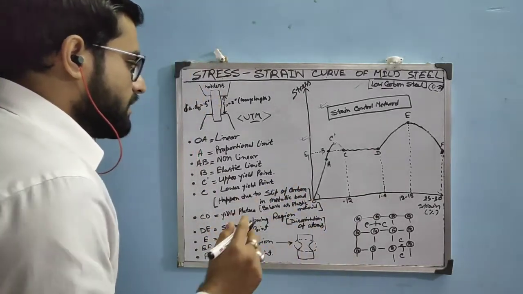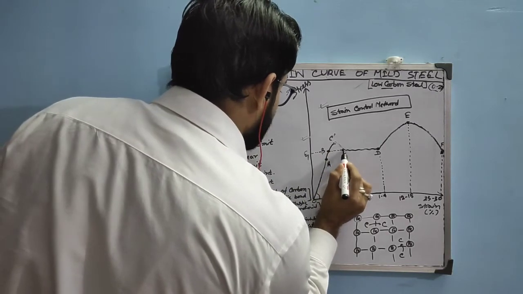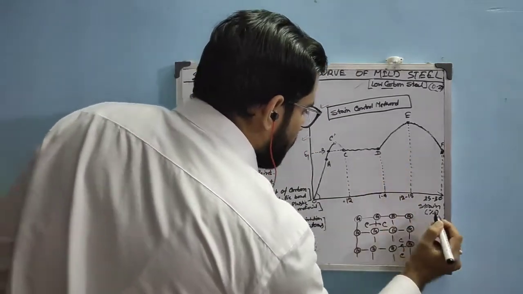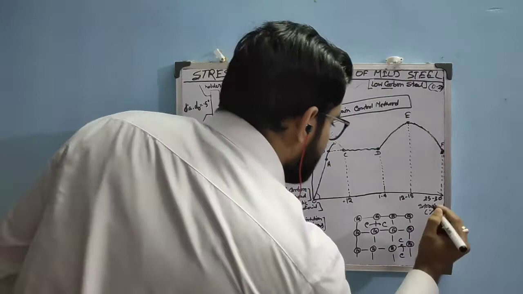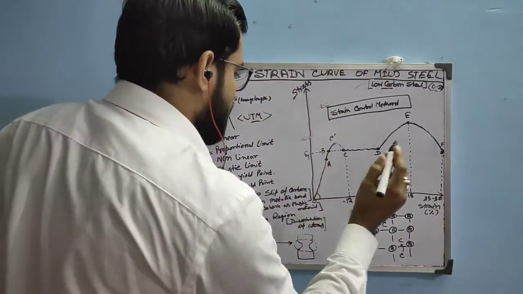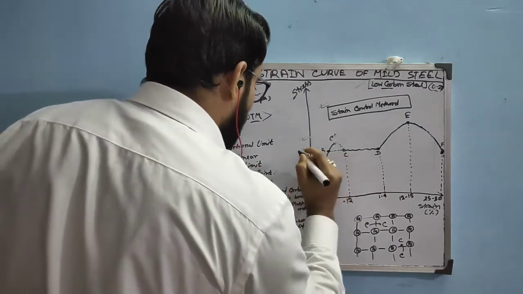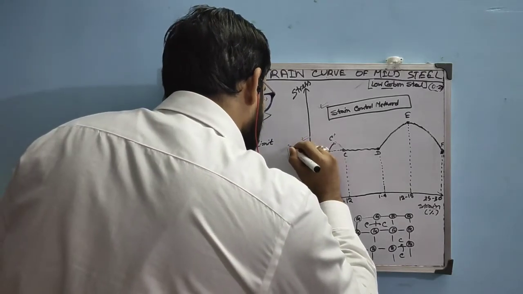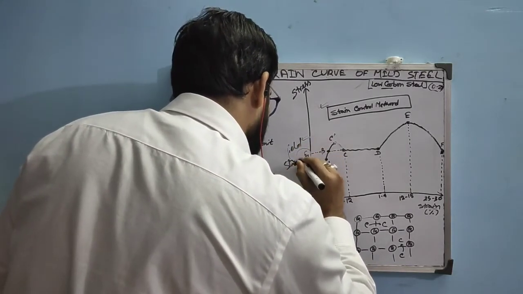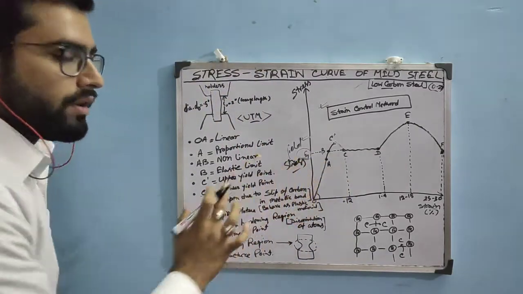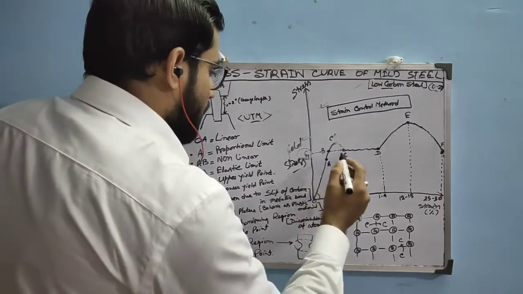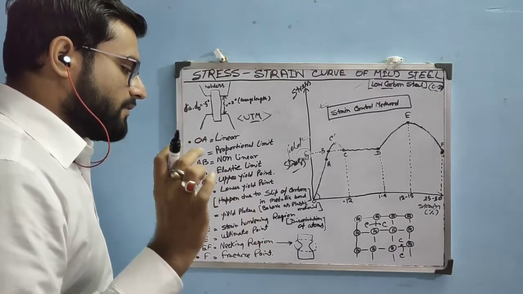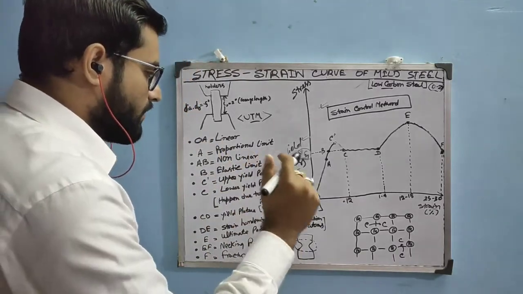In the yield plateau, we see that the stress value is the same, but the strain value is increasing. The strain value is increasing, and this value of stress is called the yield stress. In this region the material behaves as a perfectly plastic material.